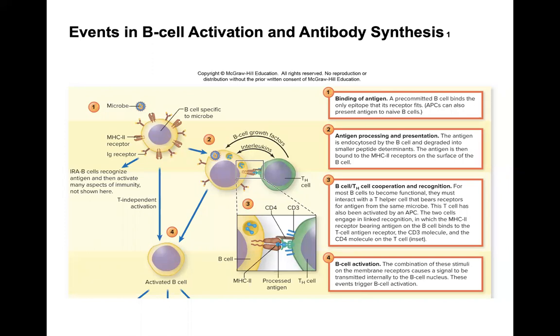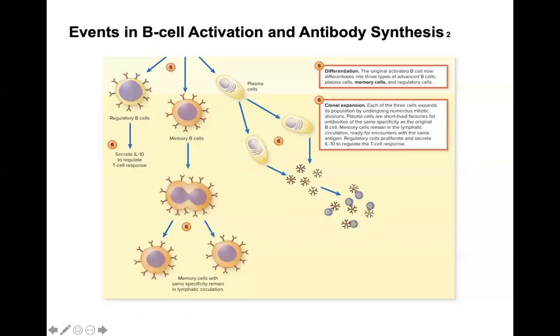This T cell also has to have been activated by the antigen presenting cell. And then if the helper T cell agrees that this is a foreign antigen, the B cell will then get activated. The combination of these stimuli on the membrane receptors causes a signal to be transmitted internally to the B cell nucleus. These events will then trigger B cell activation.